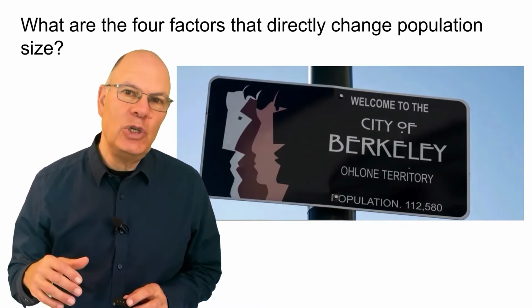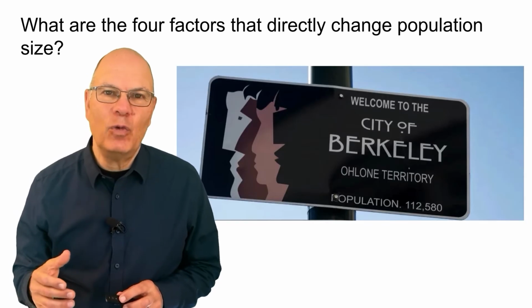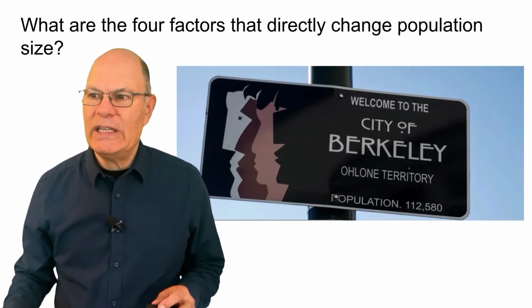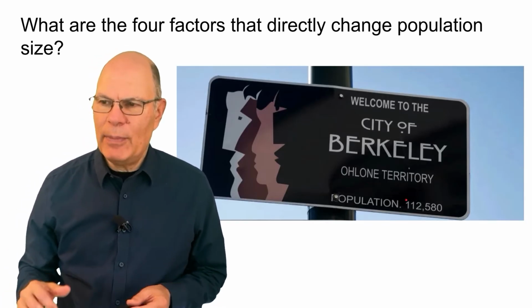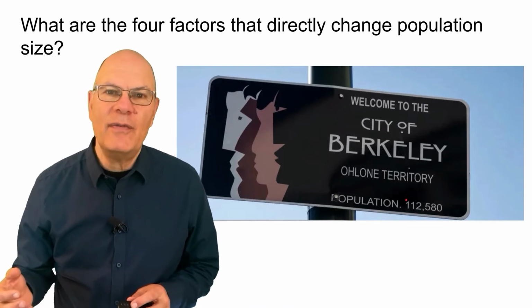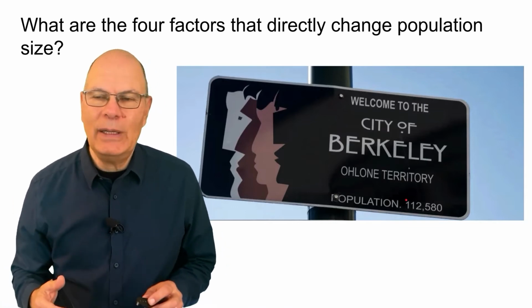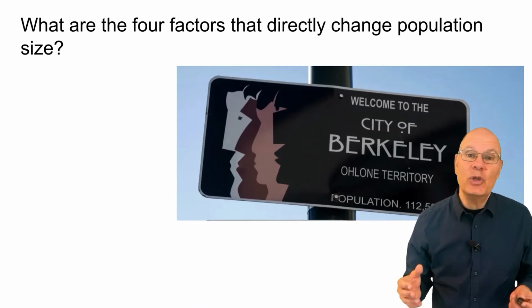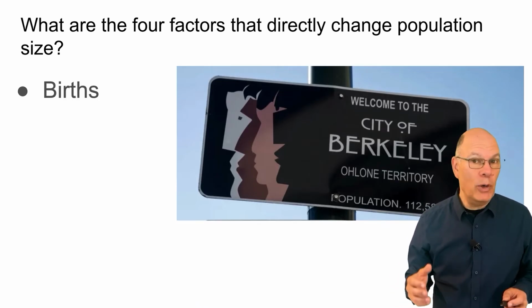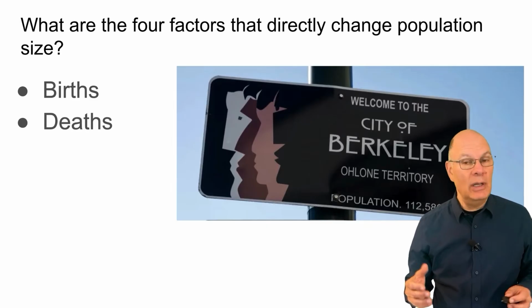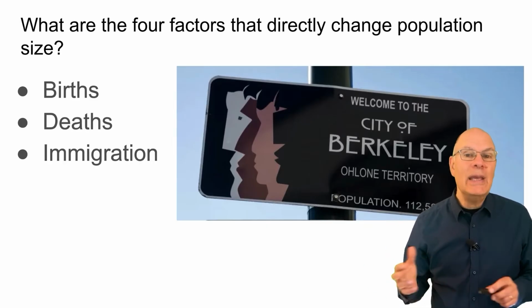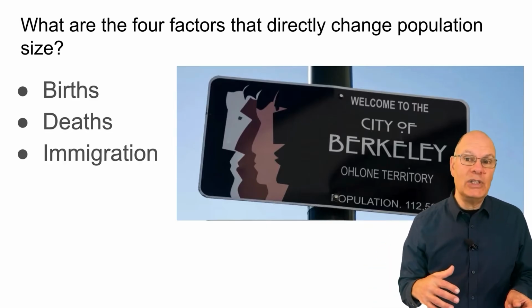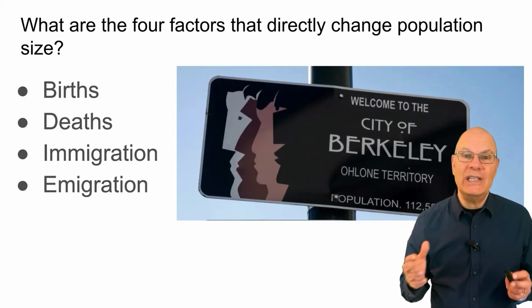What are the 4 factors that directly change population size? If you had driven into my home city, Berkeley, California, a couple of years ago, you would have seen this sign listing the population at 112,580. It's now a little bit bigger. What could cause that to increase or decrease? There's only 4 factors. Those are births, which increase the population, deaths, which decrease it, immigration, which increases population size, and emigration, which decreases it.